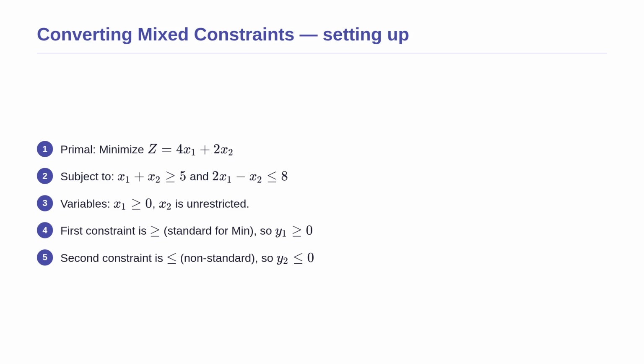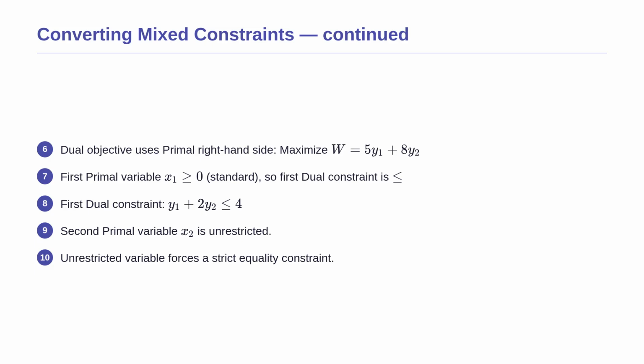Let us determine the signs of the dual variables first. In a minimization primal, a greater than or equal to constraint is considered standard, so the corresponding dual variable y1 is non-negative. However, the less than or equal to constraint is non-standard, which forces the corresponding dual variable y2 to be non-positive. Now we formulate the dual objective function using the right-hand side constants of the primal constraints, which are 5 and 8. We want to maximize this dual objective function W.